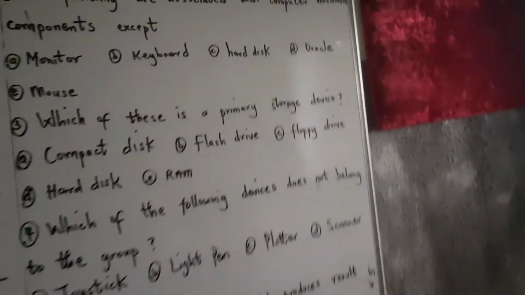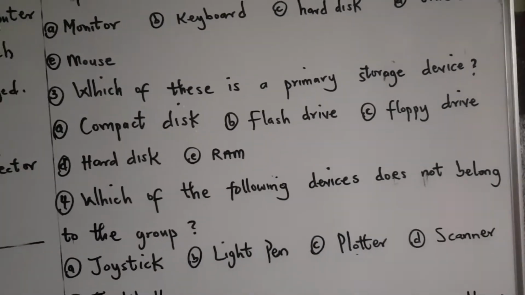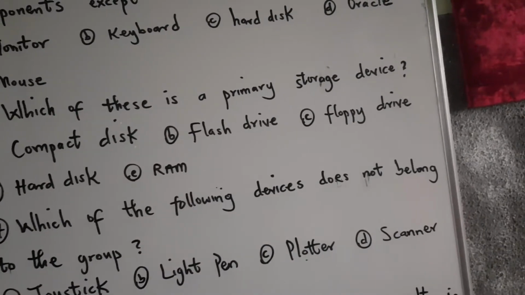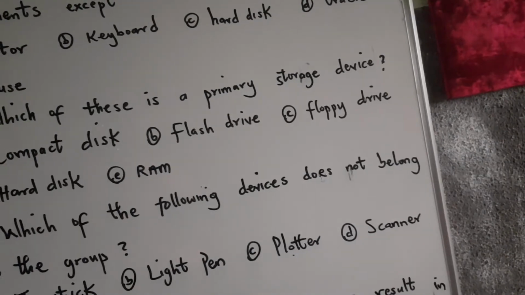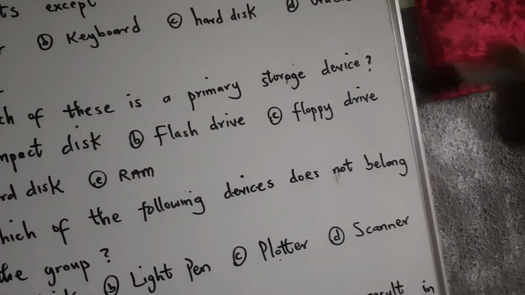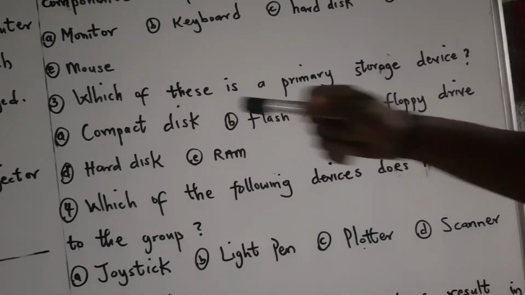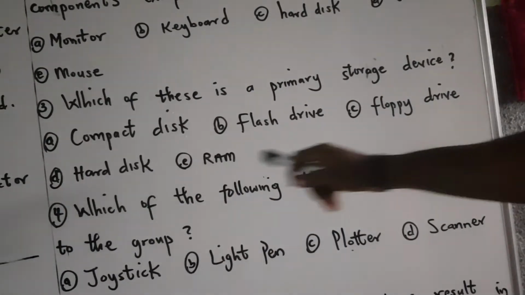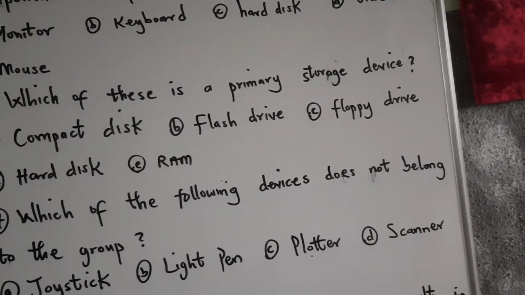Number 3 here says, which of these is a primary storage device? I mentioned here that we have 2 types of storage units, which is your primary storage and your secondary storage. And I mentioned those devices that fall under the primary storage and those that fall under the secondary storage. So from there we should know that A, compact disk, B, flash drive, C, floppy drive, D, hard disk, E, RAM. We should be able to pick out our answer easily.